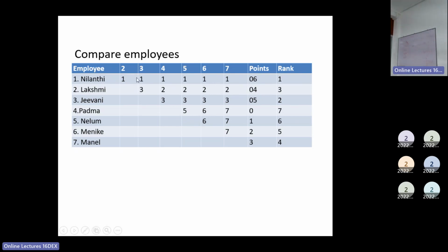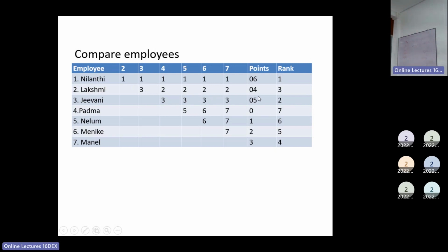Okay, how many ones are here? So you have to calculate the total points for Nilanthi. Nilanthi's label is 1. How many ones are here? 6. 1, 2, 3, 4, 5, 6. So you write 12 points here. Lakshmi's label is 2. How many twos are there? 4 twos. Right. Jeevani's label is 3. How many threes? 5.